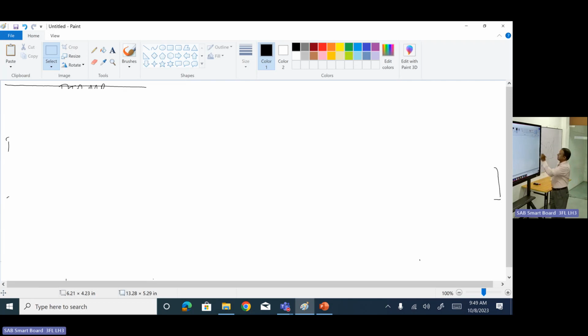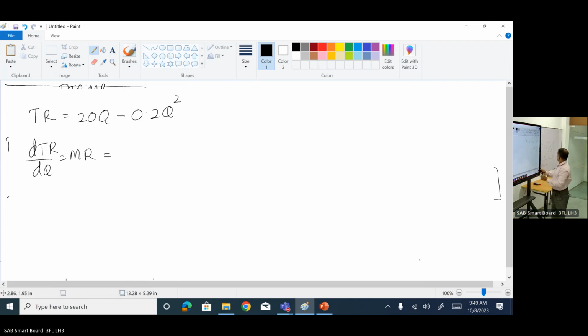We have the total revenue, 20Q minus 0.2Q squared. The marginal revenue, that means you obtain dTR over dQ, is 20 minus 0.4Q.